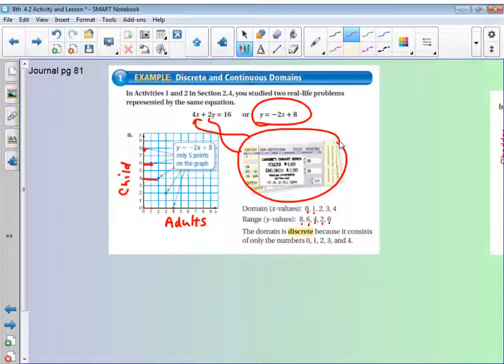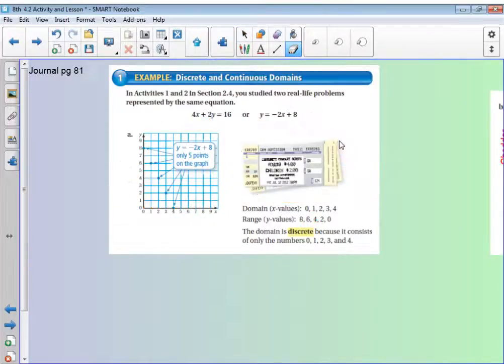Okay, this is an example of a discrete domain. So what does discrete mean? Discrete means it only can include those numbers. When you're looking at your domain, how do you determine if it's discrete or not? You think about the situation. This situation is talking about adult tickets. Can we buy half of an adult ticket?